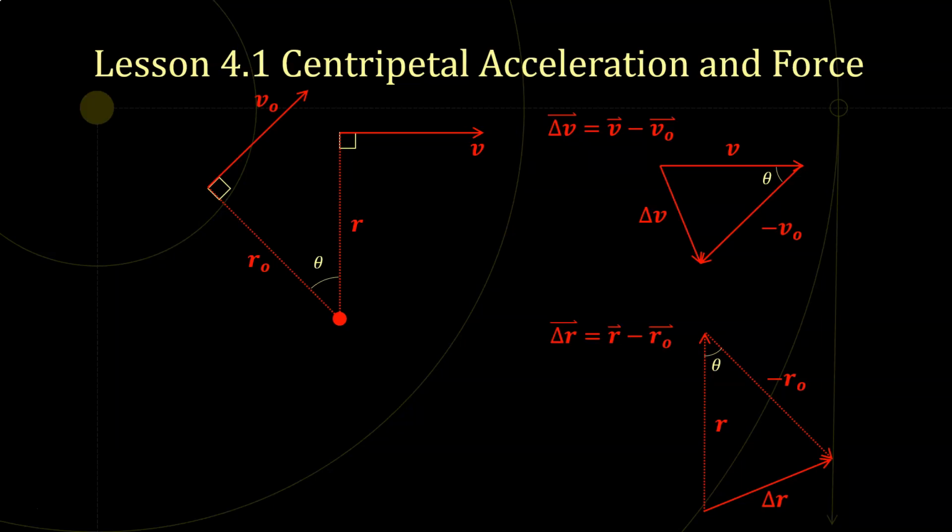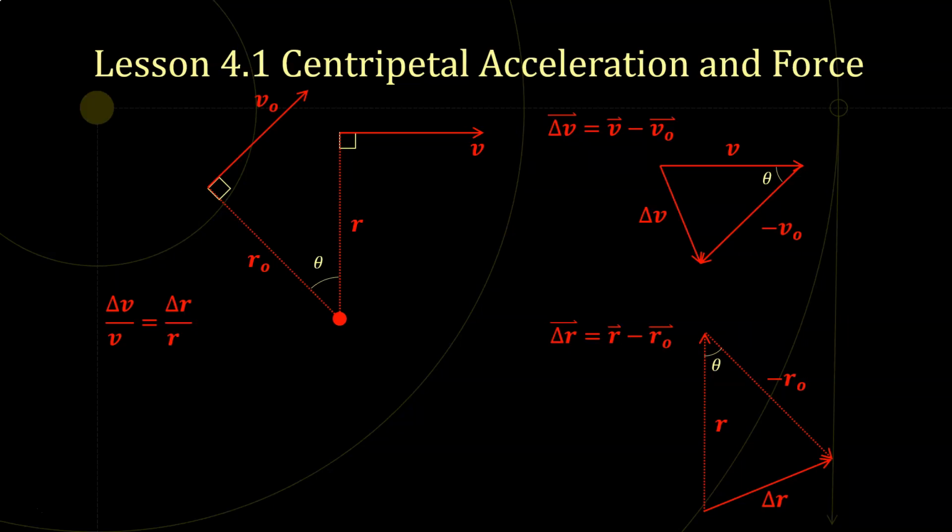Okay, so how are sides of a similar triangle related? Well, if I set up a ratio of sides on one triangle, I can make the same statement about the ratio of sides on the other triangle because they're similar. So the ratio of delta V to V on triangle 1 is equal to the ratio of delta R to R on triangle 2. And these are real values, real magnitudes of real vectors that I'm working with here.